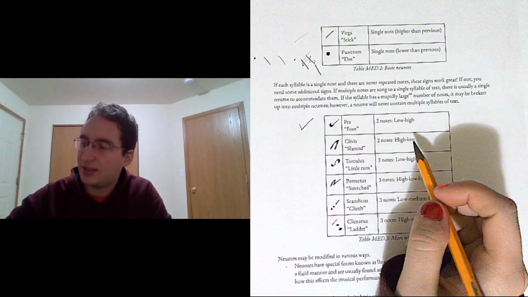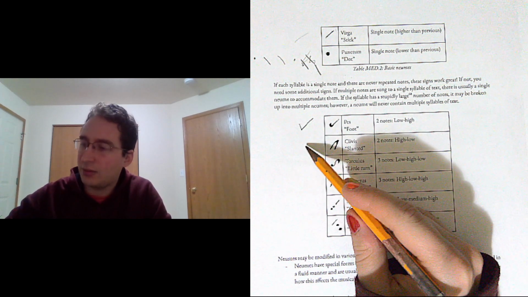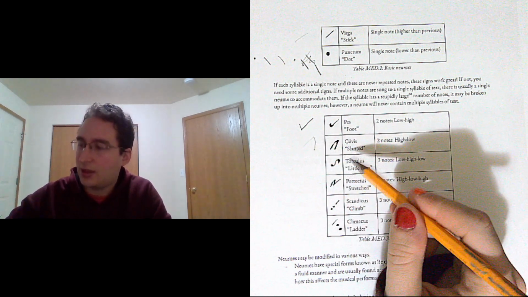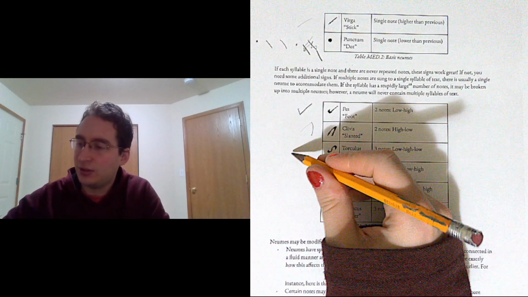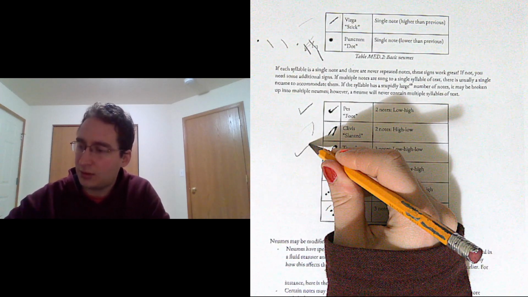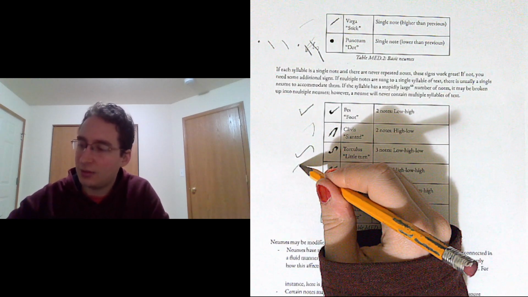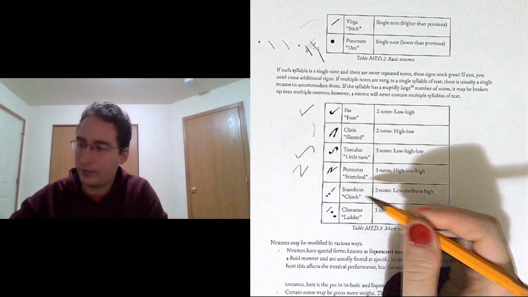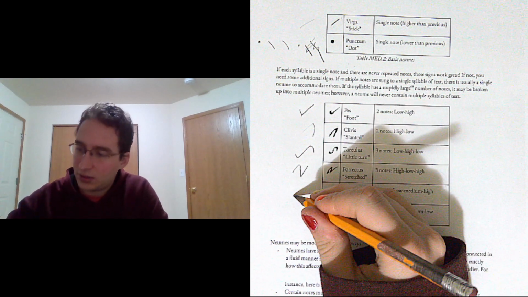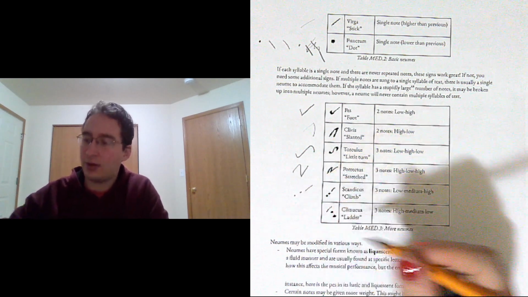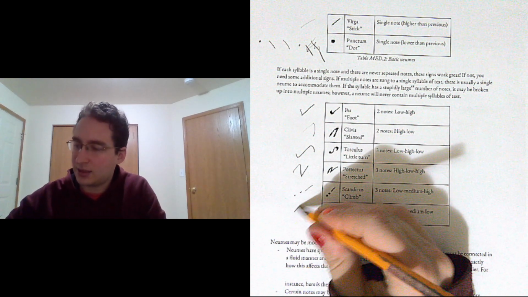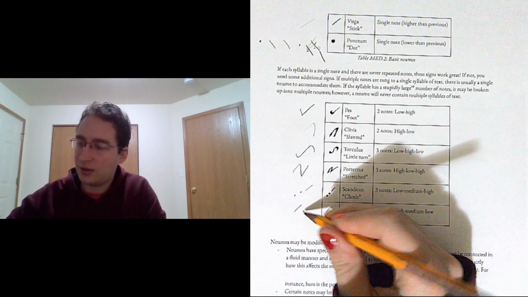The clivis, which means you start on a high note and go to a low note. You have the torculus, little turn. You start on a low note, go to a high note, and then on a low note. The porrectus, you start on a high note, you go to a low note, and end on a high note. The scandicus, start on a low note, go up, and then keep going up. And then a climacus, start high and go low, low.